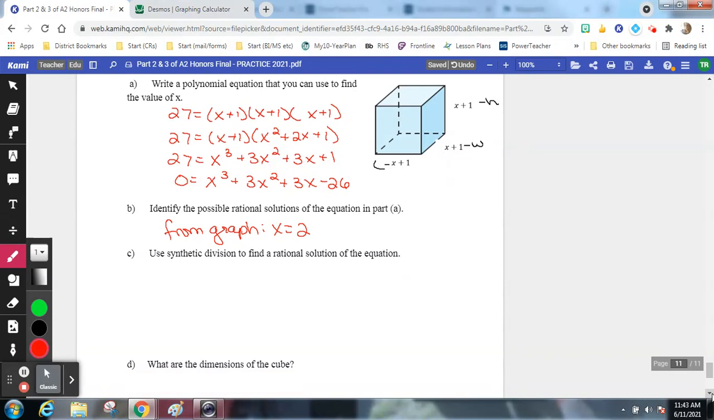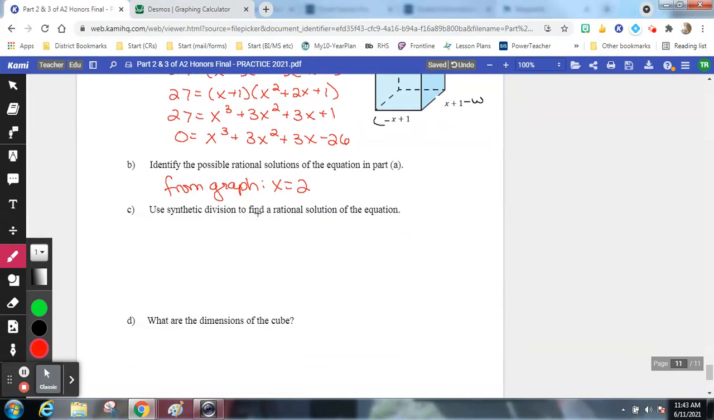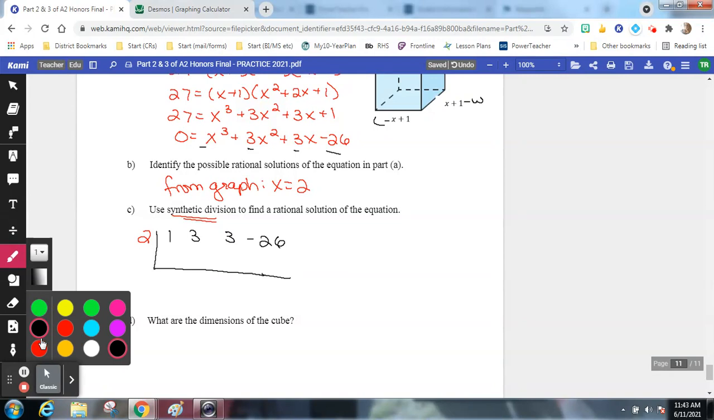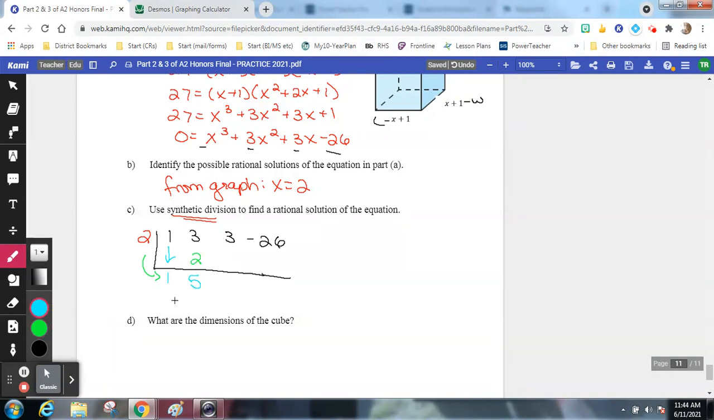Okay. From there, part C says use synthetic division. This is a part a lot of people skipped on the SGO. You have to use synthetic division. It says it. So you got to do it. So the 2 is what you're using. Then we're going to take each coefficient from the equation I came up with. So that is 1, 3, 3, and negative 26, and go through the synthetic division. Okay, so if we remember, we drop the first term. We're going to multiply. 2 times 1 is 2. Add down, we get 5.